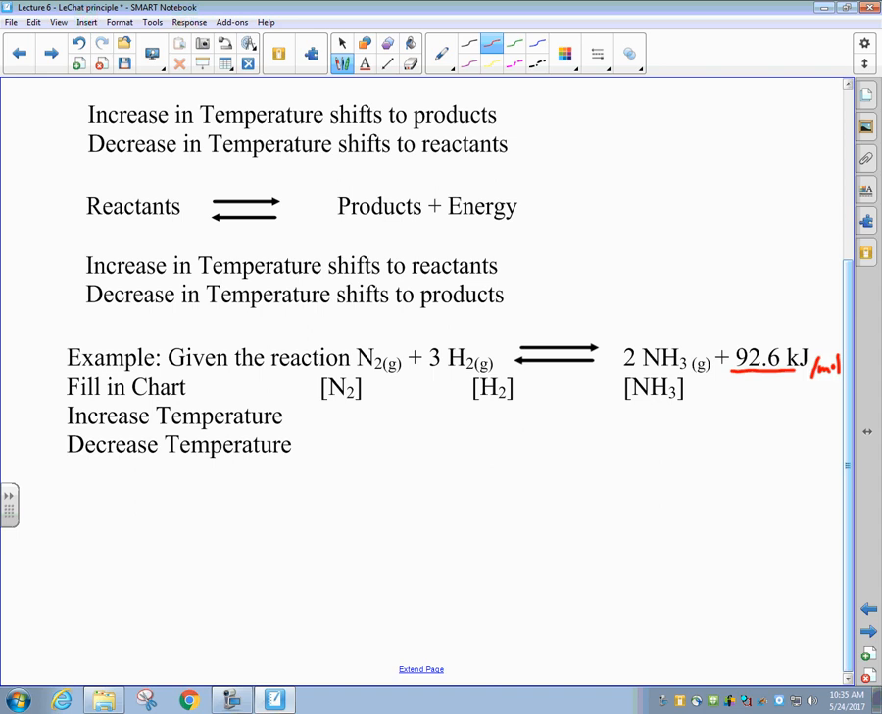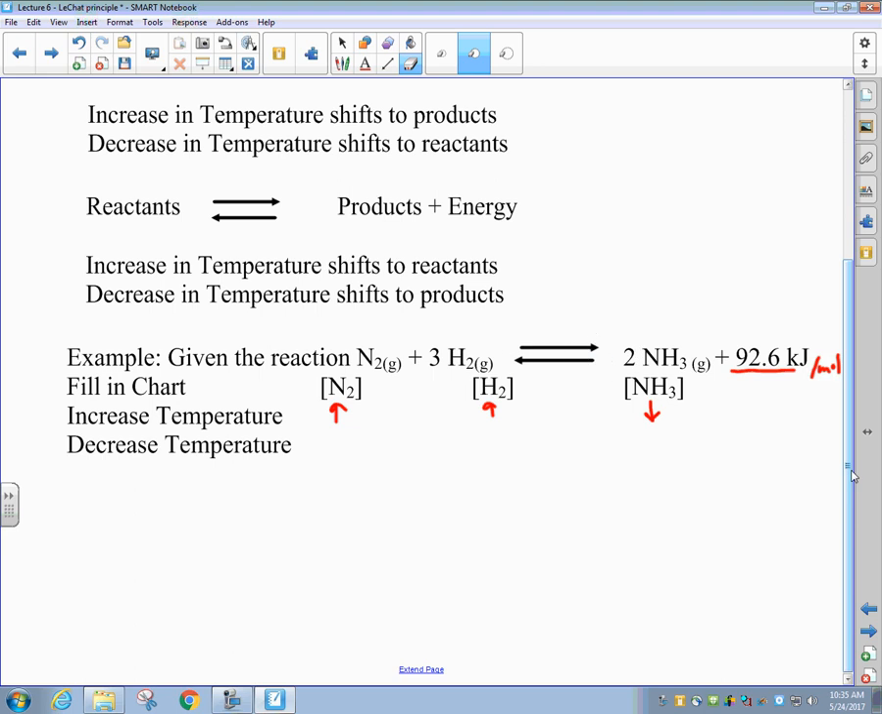If we increase the temperature, we're adding more energy into the system, that means the reverse rate of reaction is going to increase. The forward rate of reaction stays the same, and we ultimately see a net shift of material left to the reactant side. So an increase in temperature would have those two concentrations going up and the concentration of NH3 going down. No surprise here, a decrease in temperature is going to give you the opposite effect.